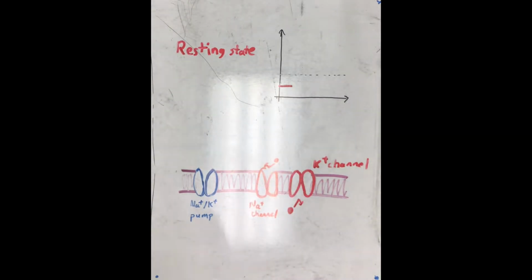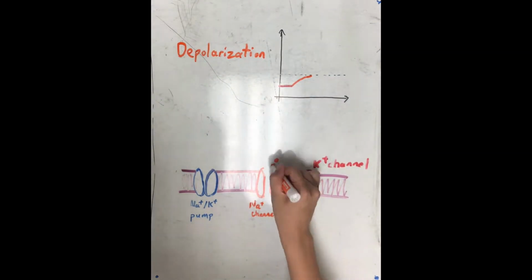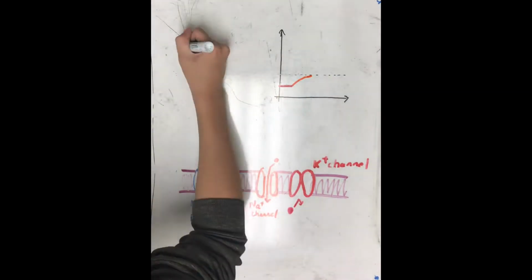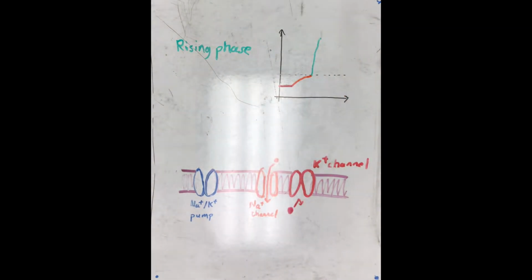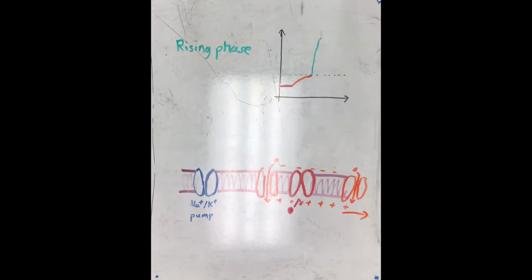Then the membrane goes through the depolarization phase where the sodium channels open and the sodium flowing in causes depolarization, which is a net increase in membrane potential. An action potential happens when the threshold of potential is reached. The process continues and proliferates in the rising phase with the potassium channels staying closed.